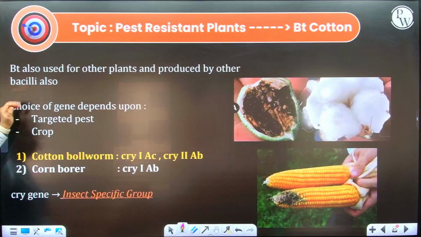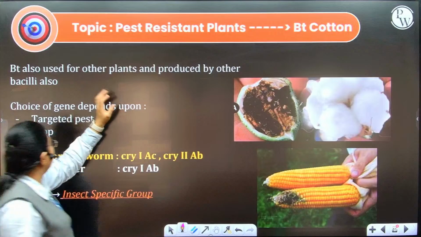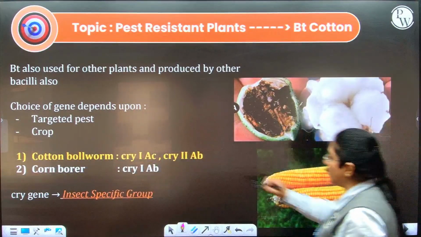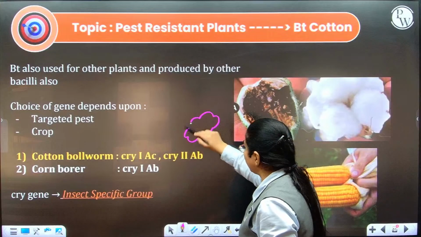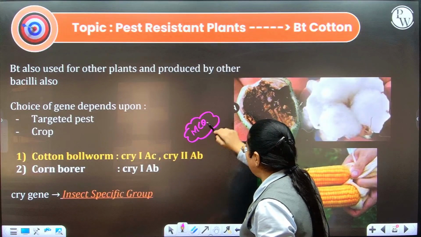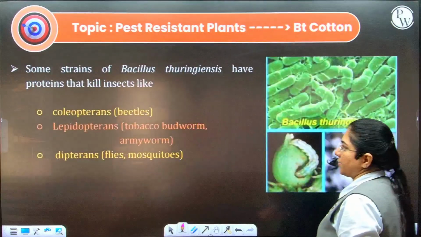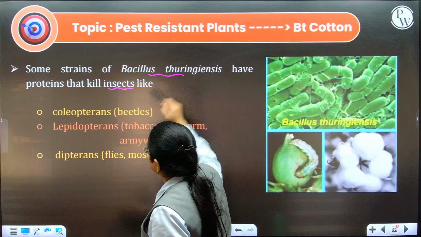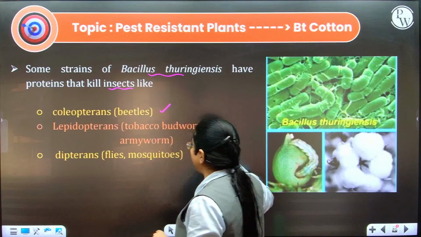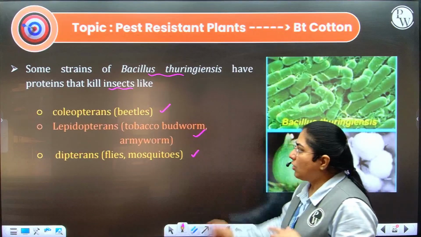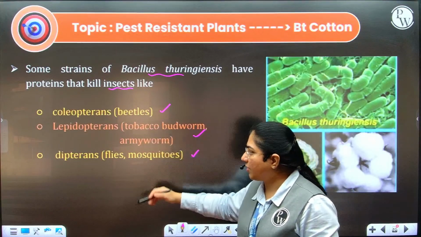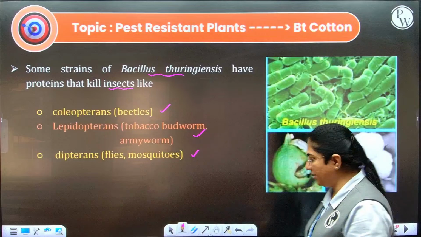So depending upon the target pest, depending upon the crop which needs to be protected, we will be using the choice of gene. This can again come as your MCQ and we need to remember it. There are some strains of insects which are killed by this Bacillus thuringiensis, which is coleopterans, lepidopterans and dipterans. Coleopterans has beetles belonging to it, tobacco budworm, armyworm into lepidopterans, and flies and mosquito into dipterans.